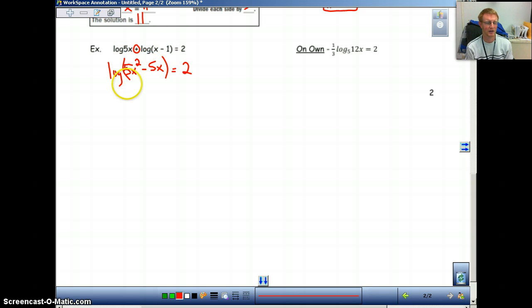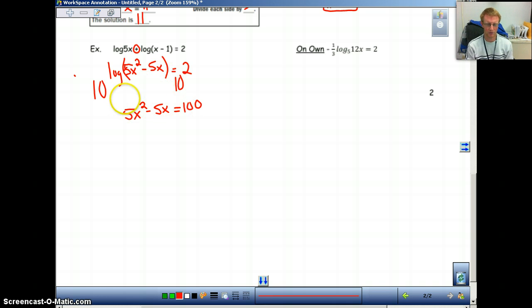So now we go through the same thing. There's no base here, but that means that your base is 10. You have to remember that if there's no number there, then the base is just 10. So we're going to exponentiate both sides. I'm going to put a 10 here to this power, and a 10 here to this power. So we have 10 to the power of log base 10 of 5x squared minus 5x. We have 10 squared, which is 100. So these cancel out, and we're left with 5x squared minus 5x equals 100.